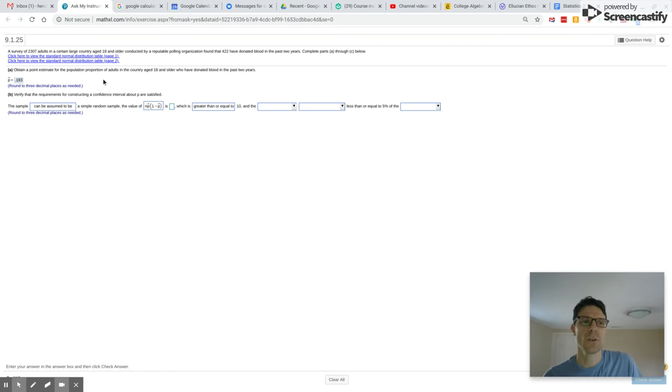a population. And so part A tells us that about 18.3% of the people in the sample have donated blood in the past 2 years. And we're going to use an inferential technique to figure out a confidence interval around that estimate for the actual population proportion. But first, we need to verify 2 requirements. That's in order to use this inferential technique.